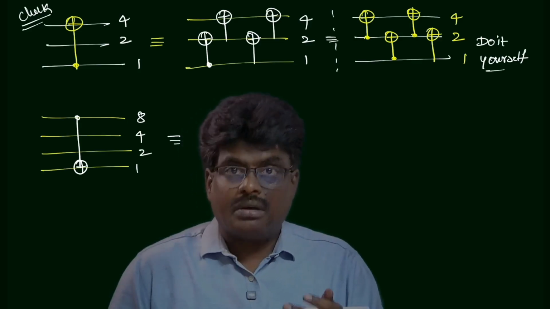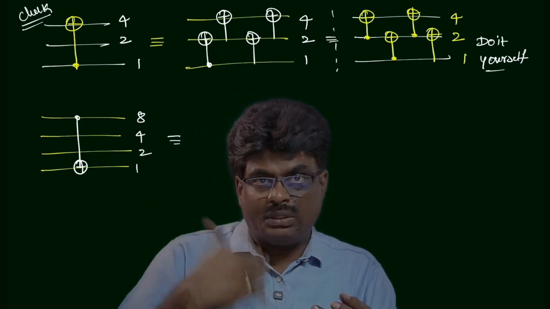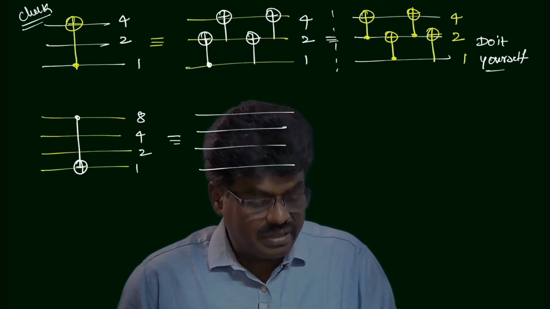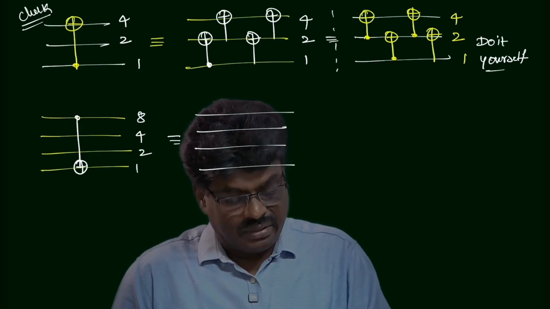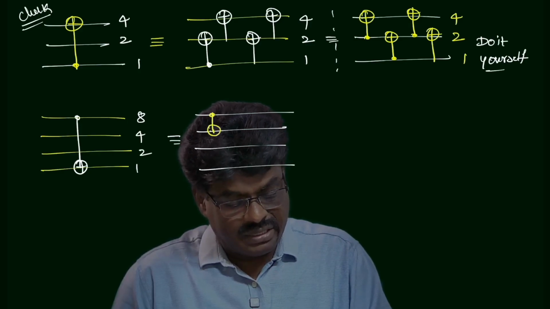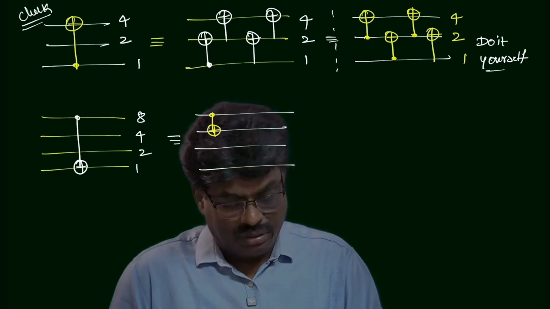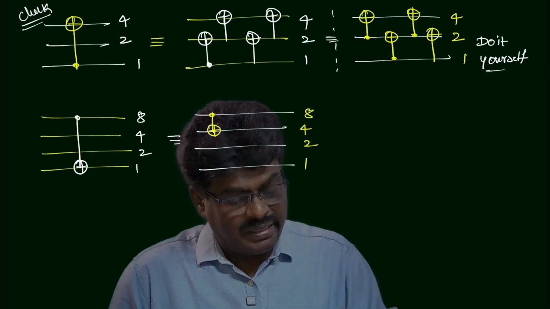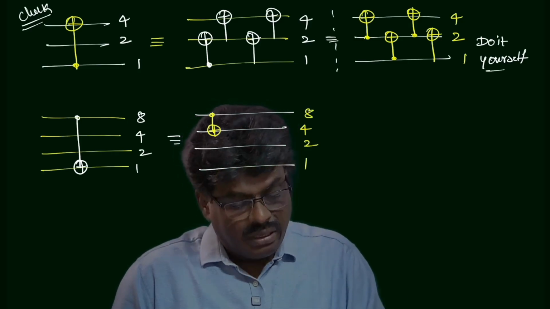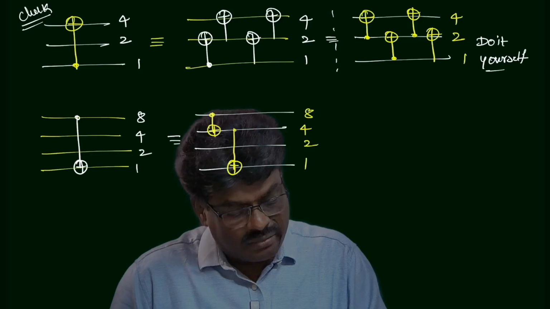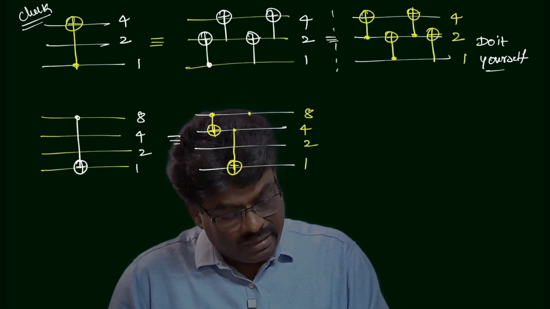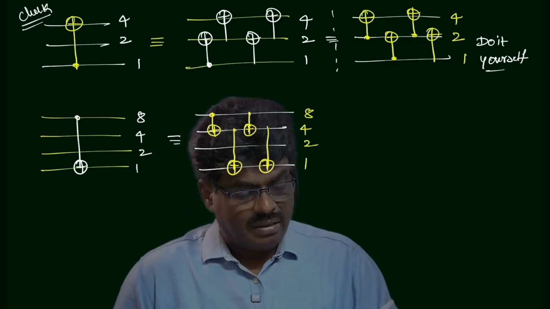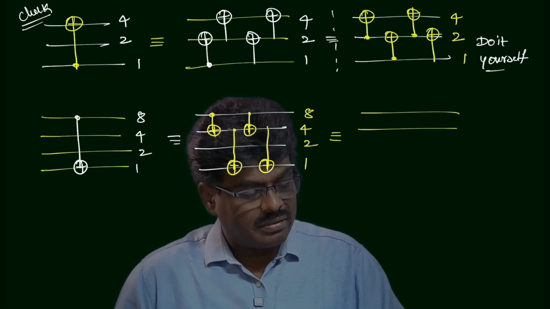Now here, if you have 4 qubits, that is 8 to 1, so you have to take only one step at a time. I didn't check this, you please check. So 8 to 4, and 4 to 1, and again 8 to 4, 4 to 1, and take the mirror image.